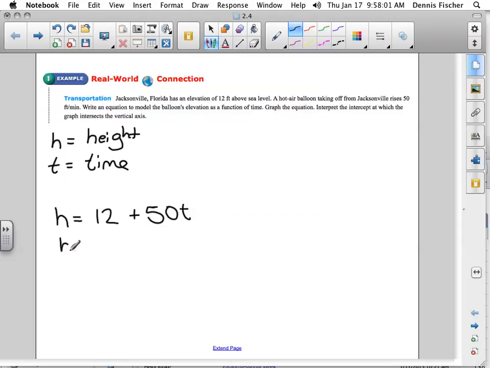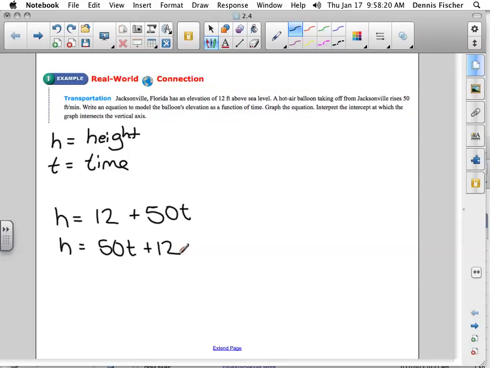Now, is this and this the same equation? Yeah. No, no. It starts at 12 feet above sea level. Starts at 12. Goes up at 50 feet per minute.